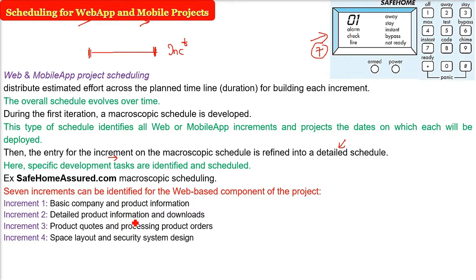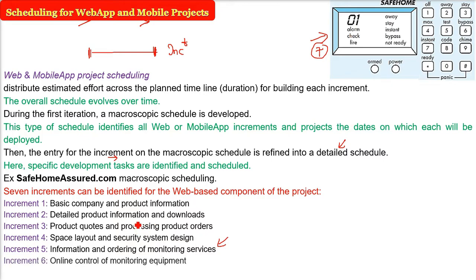So these are 4 increments and we are talking about 7. The fifth will be information and ordering of monitoring devices and services. And then we need to see also the buying part. So online control of monitoring equipment and then accessing of account information.